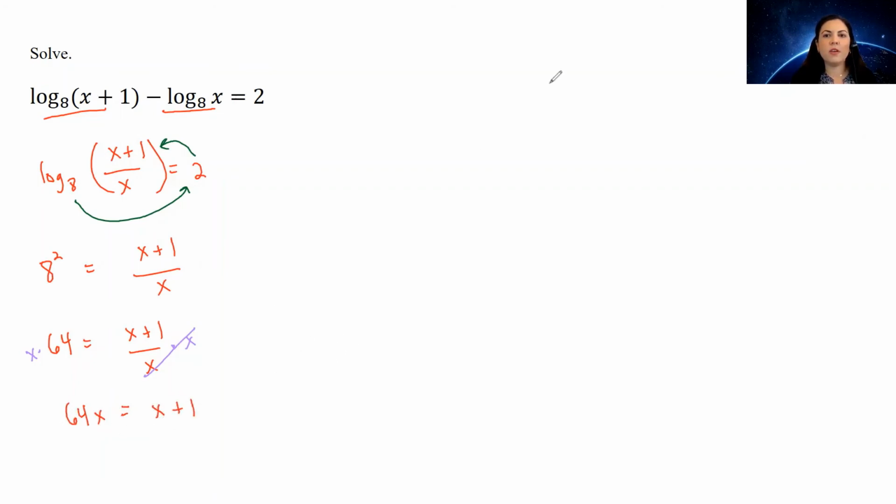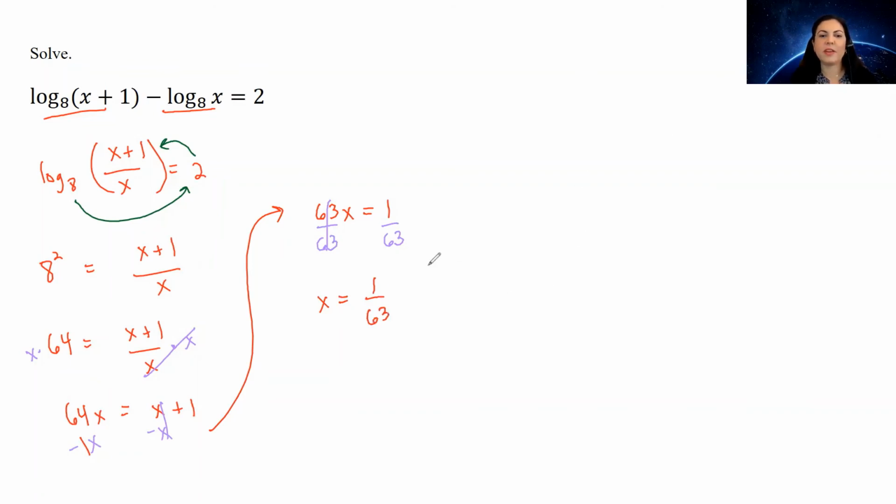We have x on both sides of the equation, so let me combine those. I'll subtract an x over here to the left. 64x minus another x is 63x. And on the other side, we have equals 1. And so to solve for x, since x is being multiplied by 63, I'll divide by 63 on both sides, and we get x equals 1 over 63. And again, we're going to keep it in that form. We're not going to write it as a decimal. And we're going to check our answer.